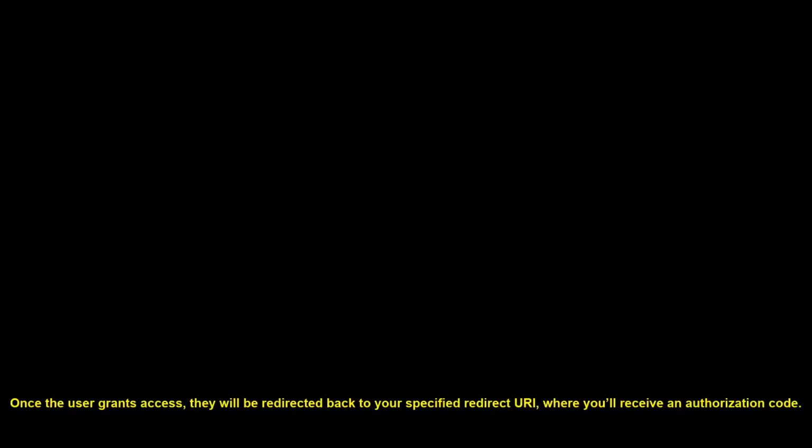For Google Calendar, use the calendar scope URL. Direct users to this URL to obtain their consent. Once the user grants access, they will be redirected back to your specified redirect URI, where you'll receive an authorization code. Use this authorization code to request an access token from Google's token endpoint.